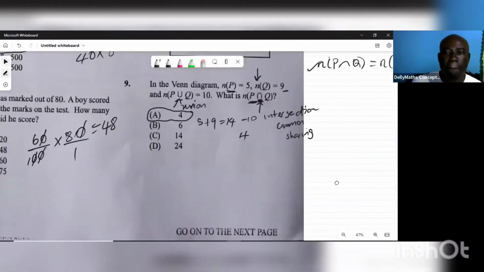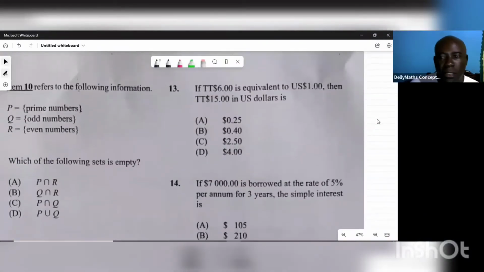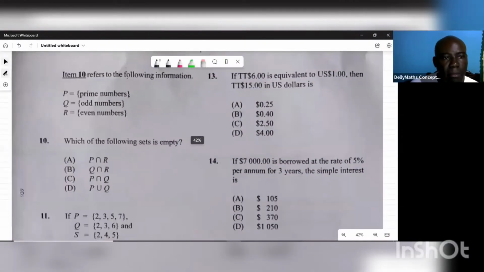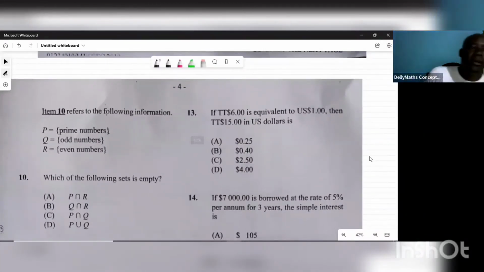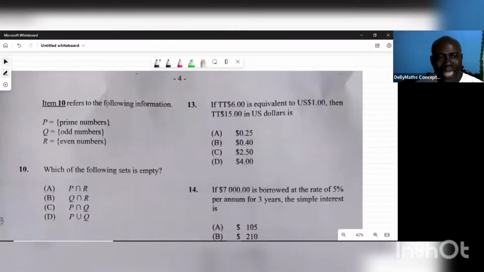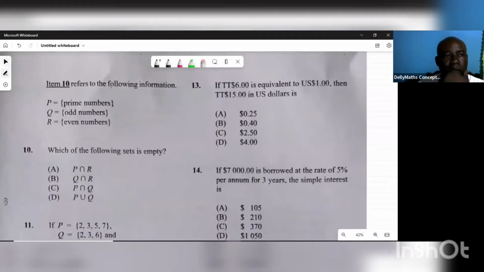All right, that's number 9. Let's see what number 10 is. Number 10 says, the item 10 refers to the following information. So here is the information now.